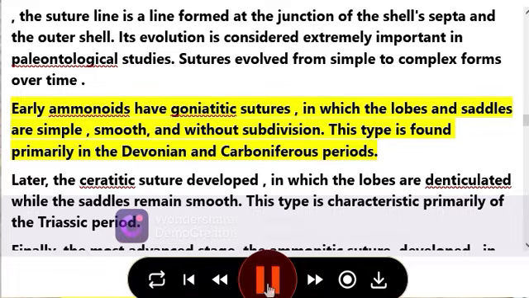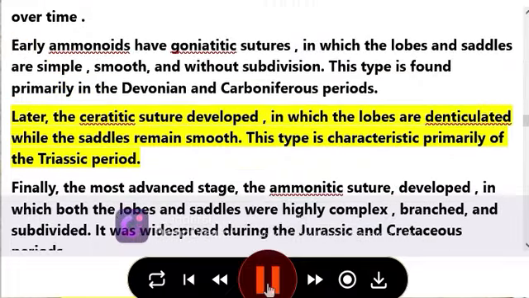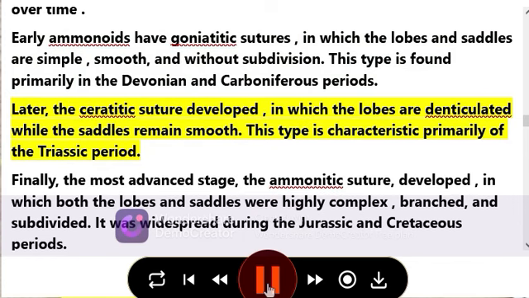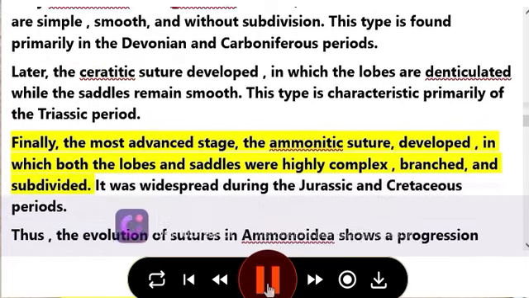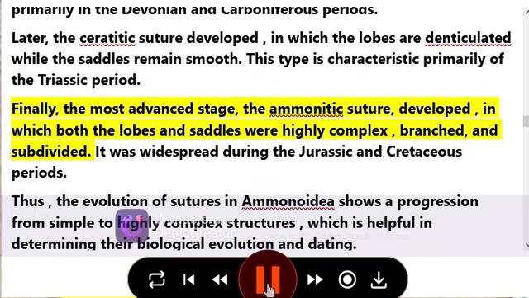Early ammonoids have goniatitic sutures, in which the lobes and saddles are simple, smooth, and without subdivision. This type is found primarily in the Devonian and Carboniferous periods. Later, the ceratitic suture developed, in which the lobes are denticulated while the saddles remain smooth. This type is characteristic primarily of the Triassic period.